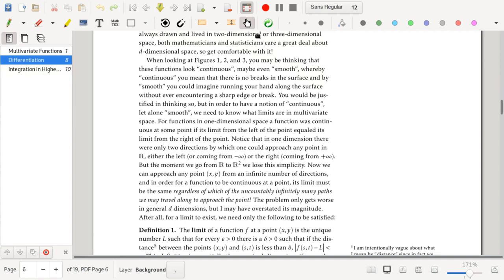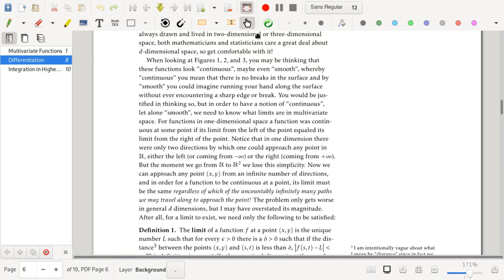It doesn't suddenly jump anywhere. And smooth, you can imagine you run your hand along this surface and you're never going to encounter a sharp edge or a break. And it's reasonable to think that these things are continuous and smooth. But in order to have a notion of continuous, let alone smooth, continuous is like, okay, there's no breaks or holes. And smooth means it's differentiable. In order to have those notions, we need to know what limits mean in multivariate space.